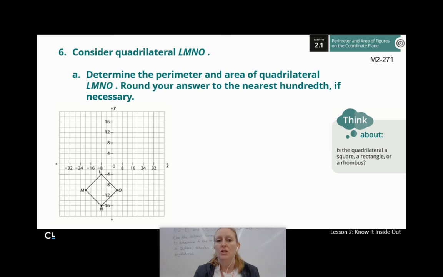That does mean you're going to want to start by writing down the coordinates of the points and then using the distance formula, and then you'll have your base and your height and your length and your width, and you'll be able to find the perimeter and area of your quadrilateral. So go ahead, hit pause to work this out, hit play when you're ready to check your work.